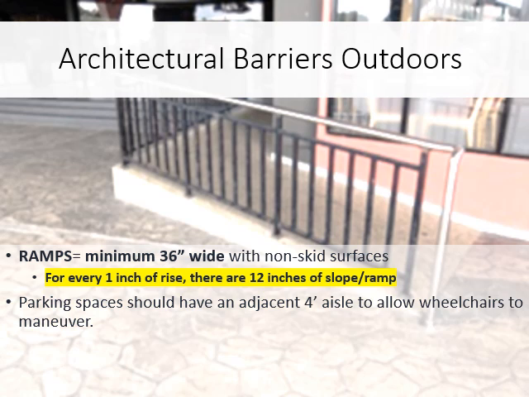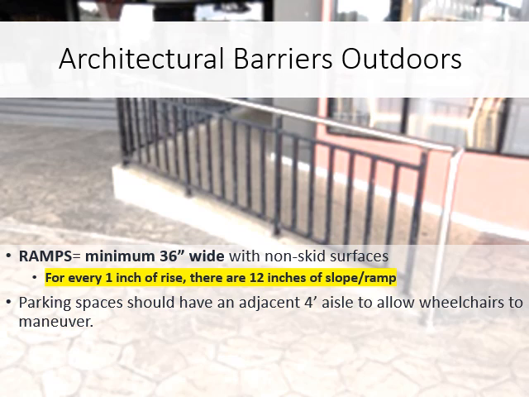So if you need to enter a building that has a step up to the entrance of 1 foot, okay, 1 foot is the same as 12 inches. So there are 12 inches of rise. How many inches of slope do there need to be? Well, I'll tell you. There should be 12 feet of slope, so 144 inches.